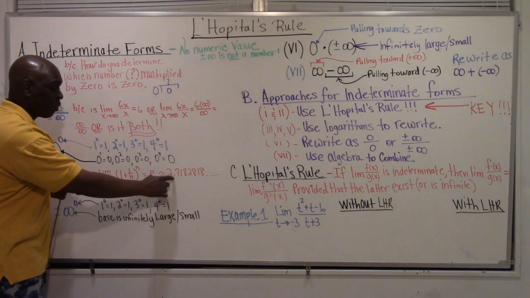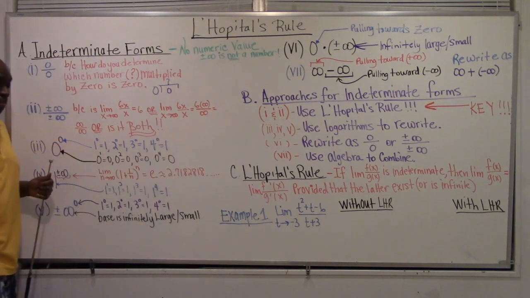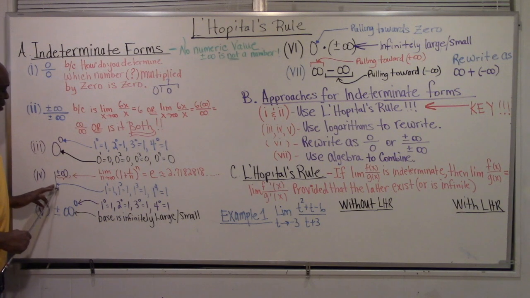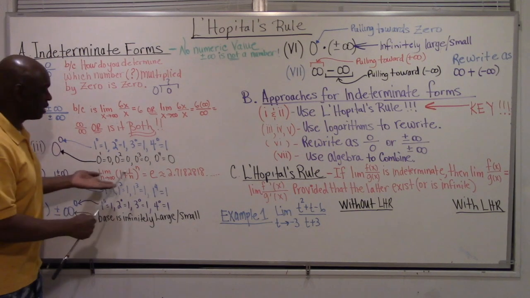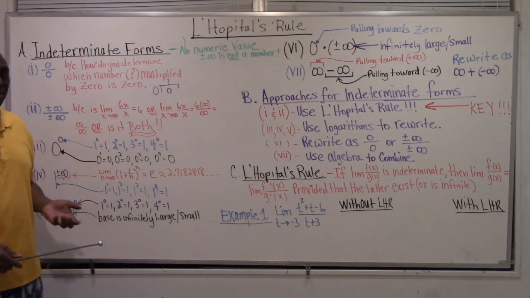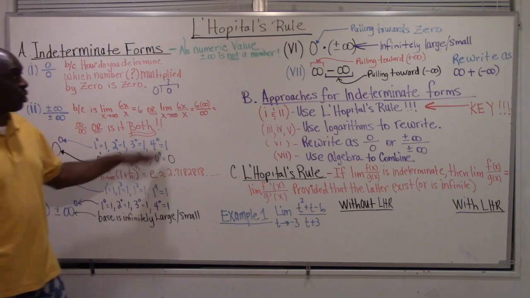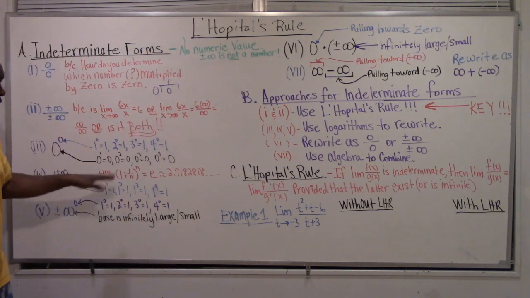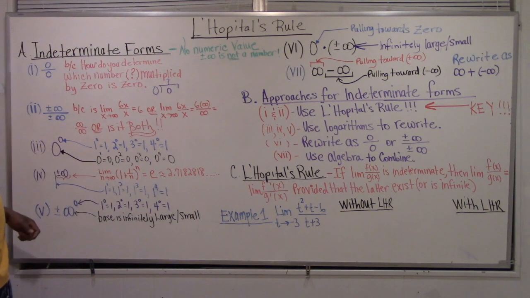And e is 2.7182818... So 1 as the base is pulling towards 1, but when you put infinity as the power, it's pulling towards e. So who's winning here? We're going to do a problem like this as we go into L'Hopital's rule. It's going to clear this up very nicely for you. So who's winning? Power struggle.